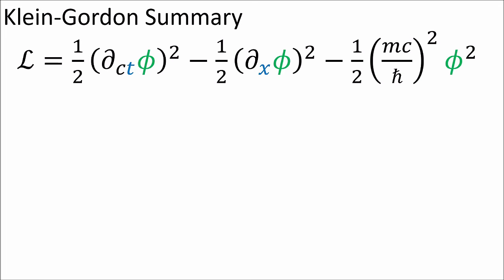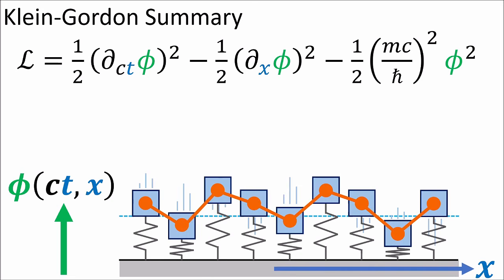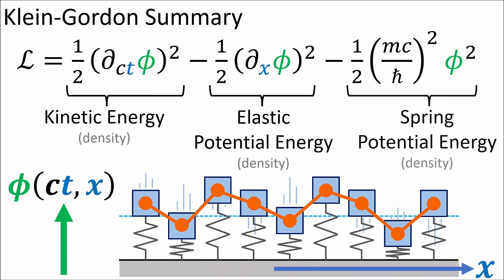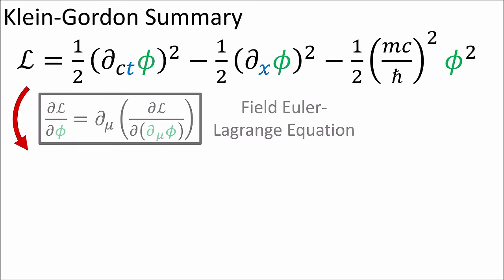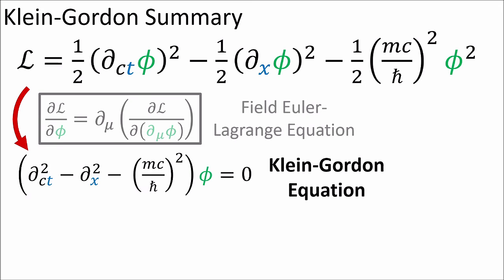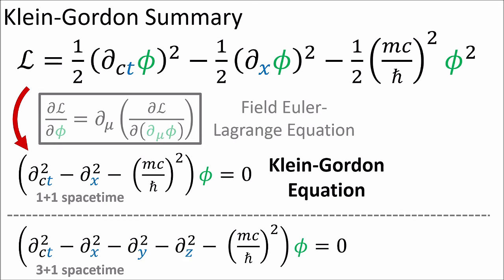So let's sum up everything we've learned about the Klein-Gordon equation in this video. We learned that the Klein-Gordon Lagrangian is inspired by an infinite field of masses on springs connected with rubber bands, and each term in the Klein-Gordon Lagrangian represents either kinetic energy or potential energy in this field. When we put this Lagrangian through the Euler-Lagrange equations, we get the Klein-Gordon equation, which describes how the field phi evolves over time. This is the 1 + 1 spacetime version of the Klein-Gordon equation, but we can also write down the 3 + 1 spacetime version with x, y, z variables.